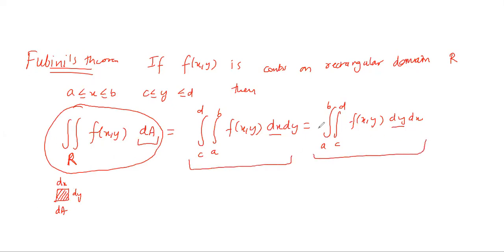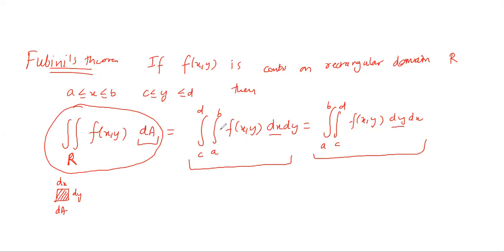So this is Fubini's first theorem, which tells you that over rectangular domains, the values of these integrals are the same in whichever order you integrate, either first with respect to x or first with respect to y.